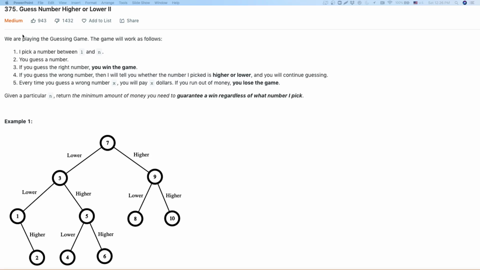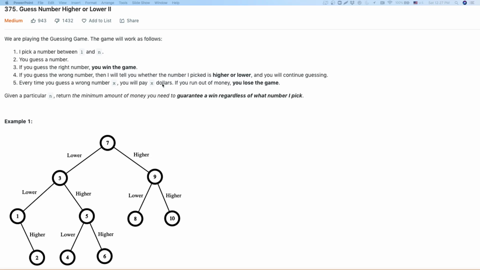So let's read the question. We are playing the guessing game, and the game will work as follows. I pick a number between 1 and n, and you guess a number. If you guess the right number, you win the game. If you guess the wrong number, then I will tell you whether the number I picked is higher or lower. You'll continue guessing, and every time you guess a wrong number x, you'll pay x dollars.